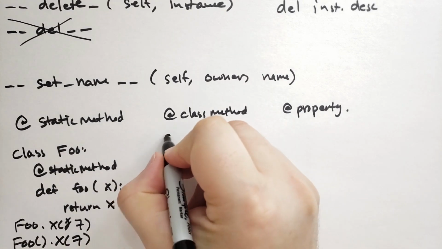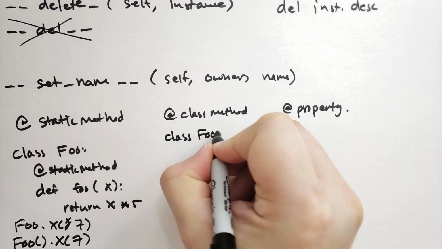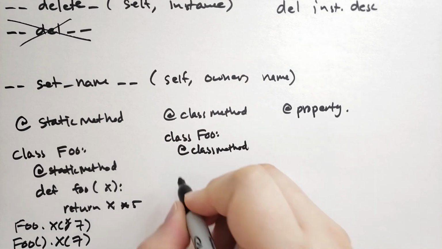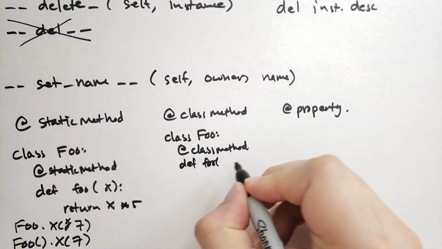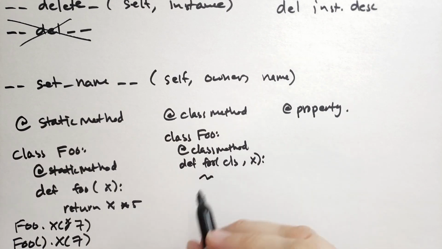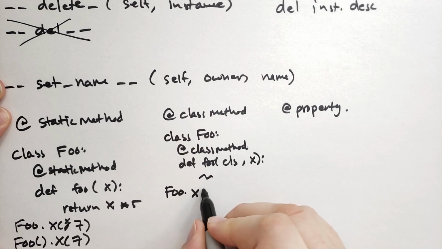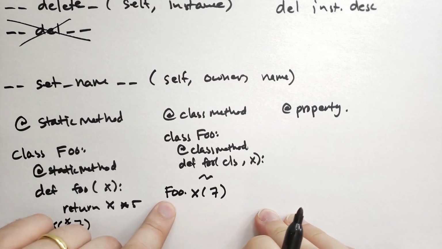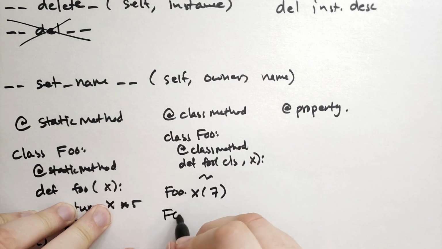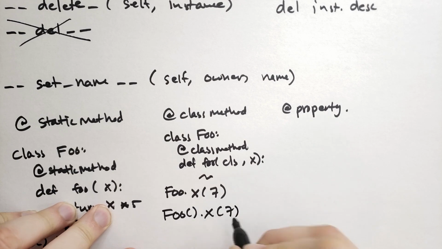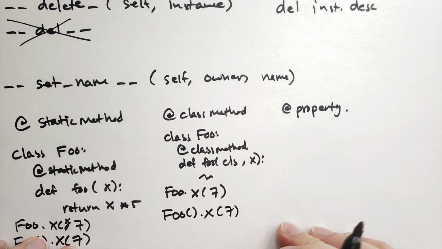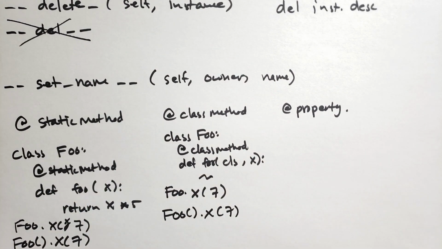And class method does something similar. If we did class method on that foo, we would first pass in the class object, and then we'd do something there. And so if you call foo.x and you pass in some value, it's going to pass in the class as the first parameter, and then the value you passed in as the next parameter. And if you take an instance of foo and invoke the x method on that, it's not going to use the instance for the class, it's going to use the class as the class. Okay.